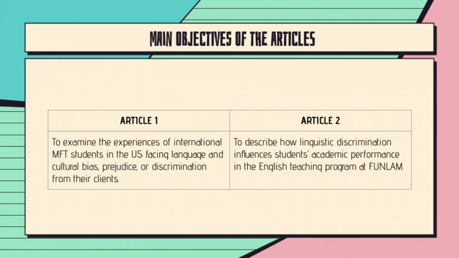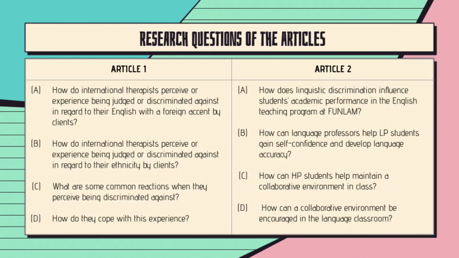Now we move on to the main objectives of the articles. The purpose of Article 1 is to examine the experiences of international MFT students in the US facing language and cultural bias, prejudice, or discrimination from their clients, while Article 2 is to describe how linguistic discrimination influences students' academic performance in the English teaching program at Funlam. Research questions of the articles.